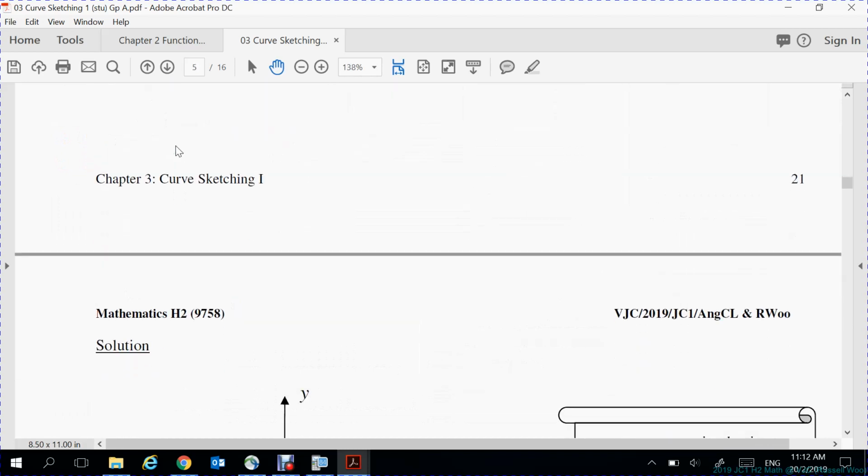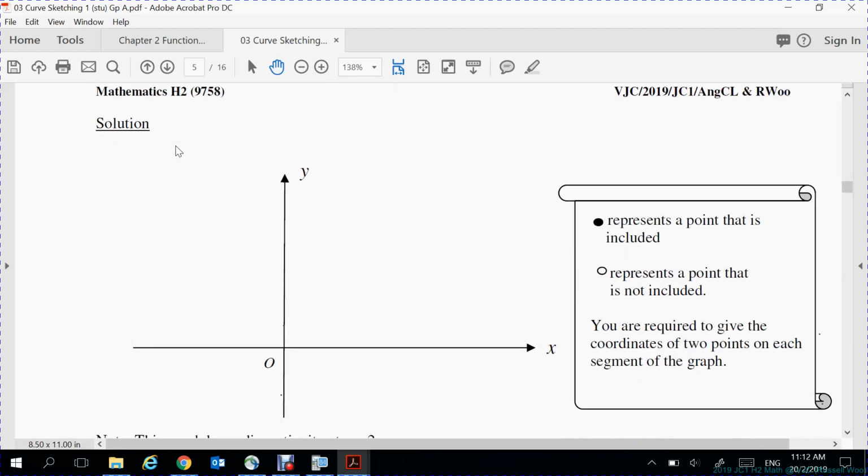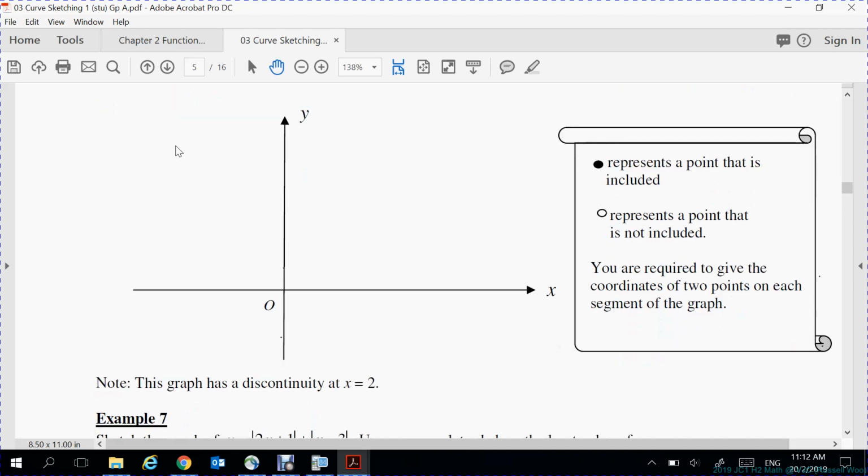So now, what are you going to sketch on your script? Wow, now it's a problem. I need to draw a straight line, and I have no ruler on the tablet. Pardon me if I don't draw a straight line, okay? This is a straight line. Sorry if it doesn't look like a straight line, but this is a straight line.